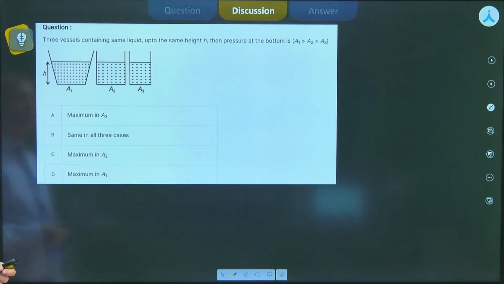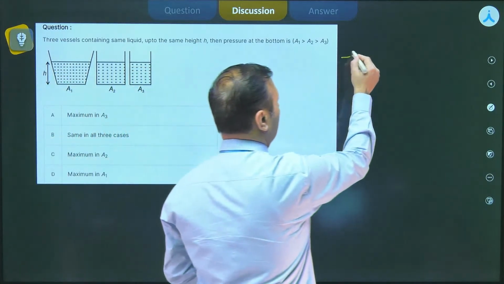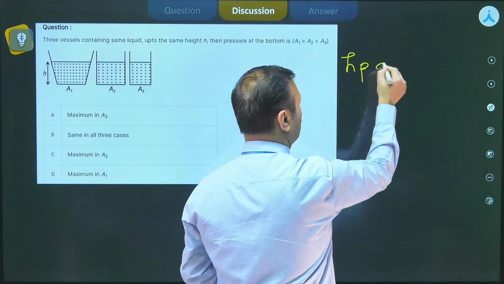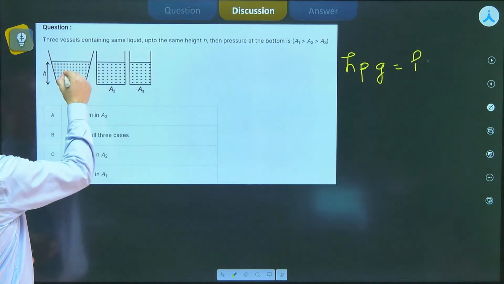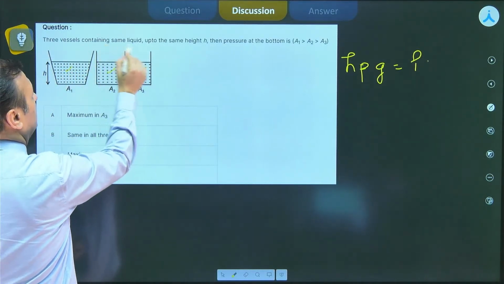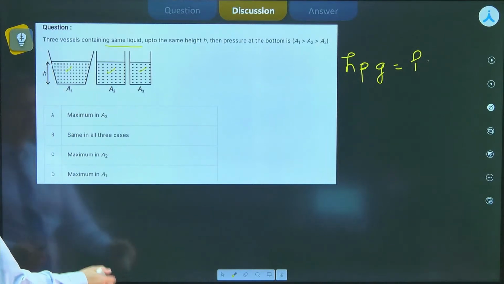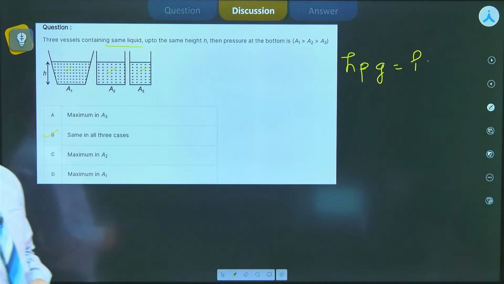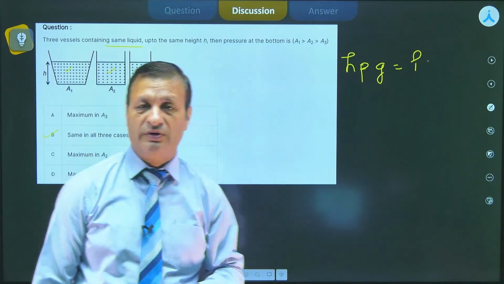Now, based on this: 3 vessels contain the same liquid up to the same height h, then the pressure at the bottom is A1 greater than A2 greater than A3. So we know pressure exerted by a liquid column is given by h rho g. The height is the same, the type of liquid is the same so density is also the same, and g is also the same. So that is the same in all three cases. It does not depend on the area of the surfaces or bottoms A1, A2, A3.